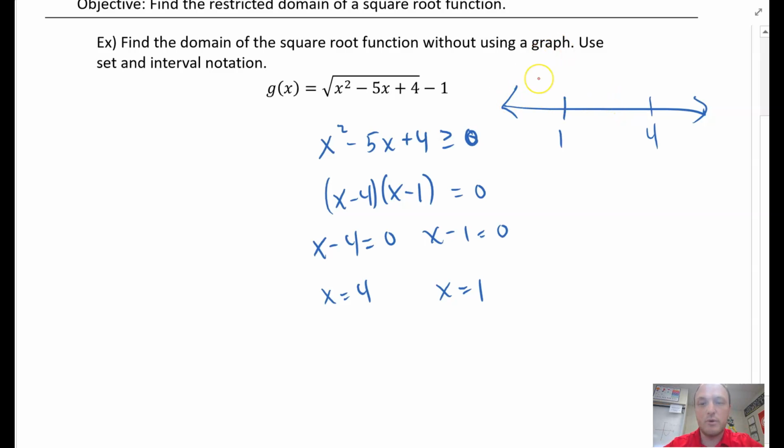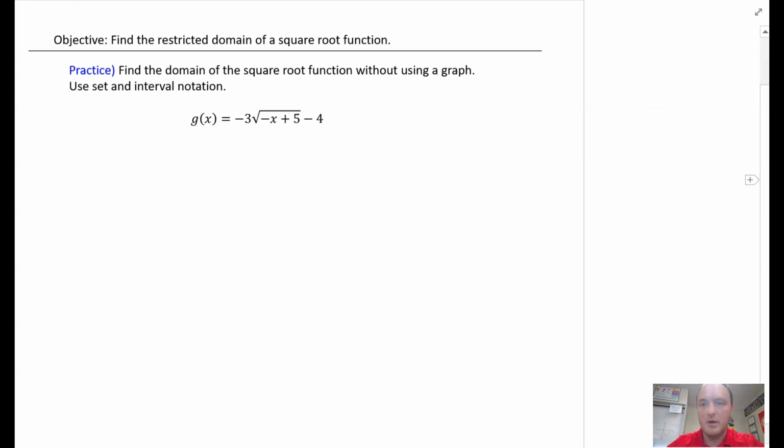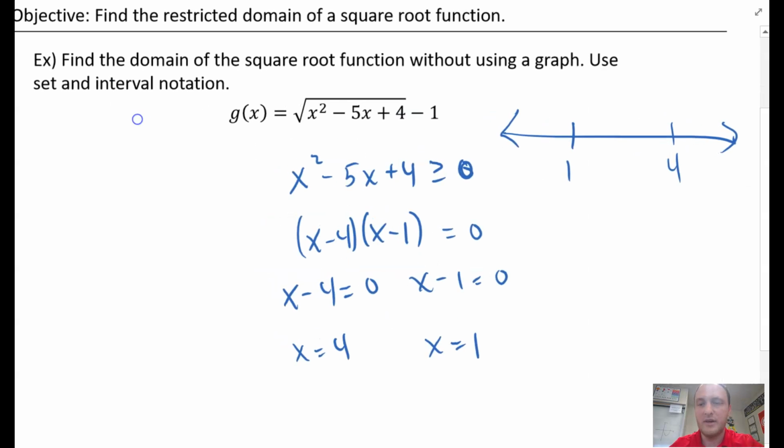You can also test 0, and what you'll find, here are the two situations. You will get pass, fail, pass, or you'll get fail, pass, fail out here. You'll get one of these two situations every single time for square roots. So you really only have to test one interval.